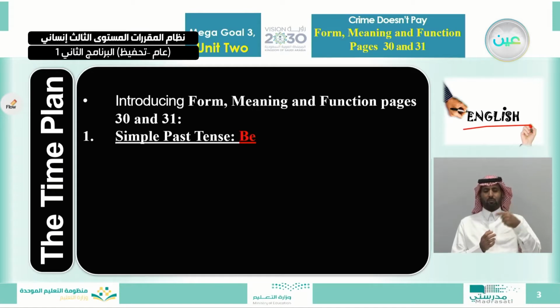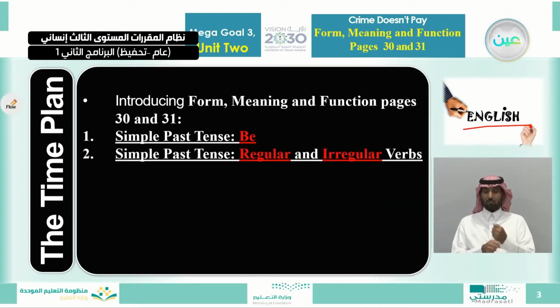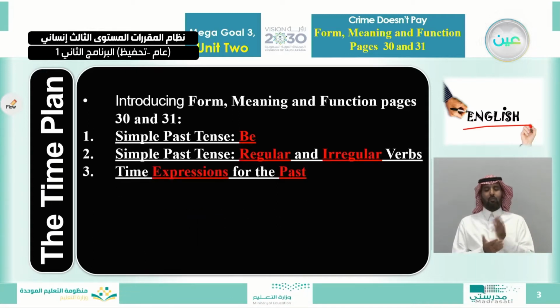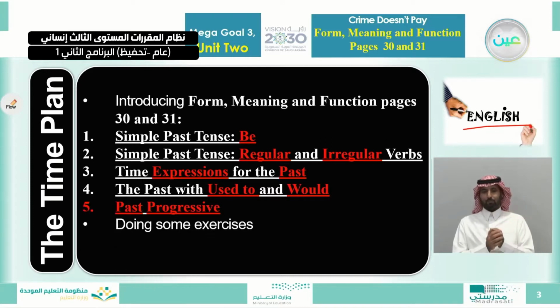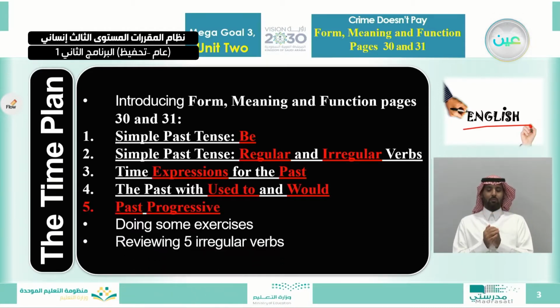What does this activity include? It includes some grammatical parts like simple past be, how to use the verb be as an auxiliary verb and as a main verb. Next, also we'll talk about simple past tense with regular verbs and with irregular verbs. Number 3, we're going to talk about time expressions of the past and also the past with used to and would. And also we're going to talk about past progressive. And also we're going to have some exercises on these parts of grammar. And finally we're going to review some irregular verbs.